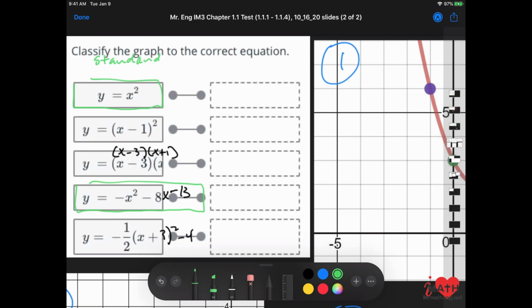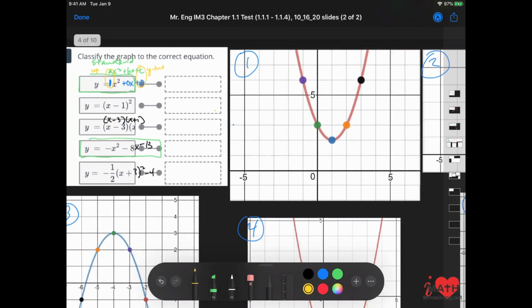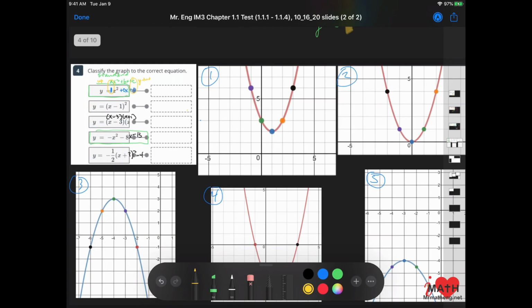So if you write the standard form right above it, you're going to notice some things, right? A is 1, and your B value is 0, and your C value is also 0. So what does that tell us? This is positive, this is opening up, and this is your Y-intercept. Okay, which graph has opening up? So that would be 1, 2, 4, not 3, and not 5.